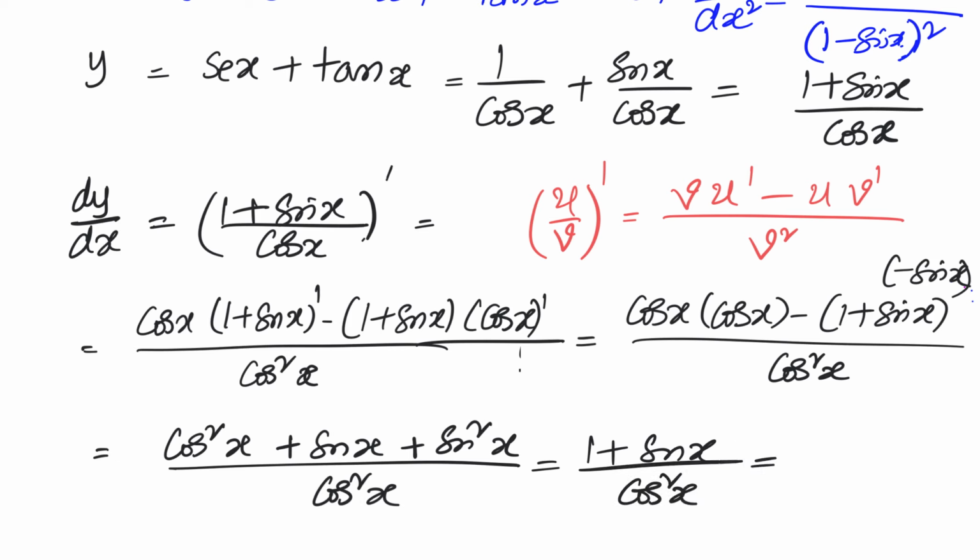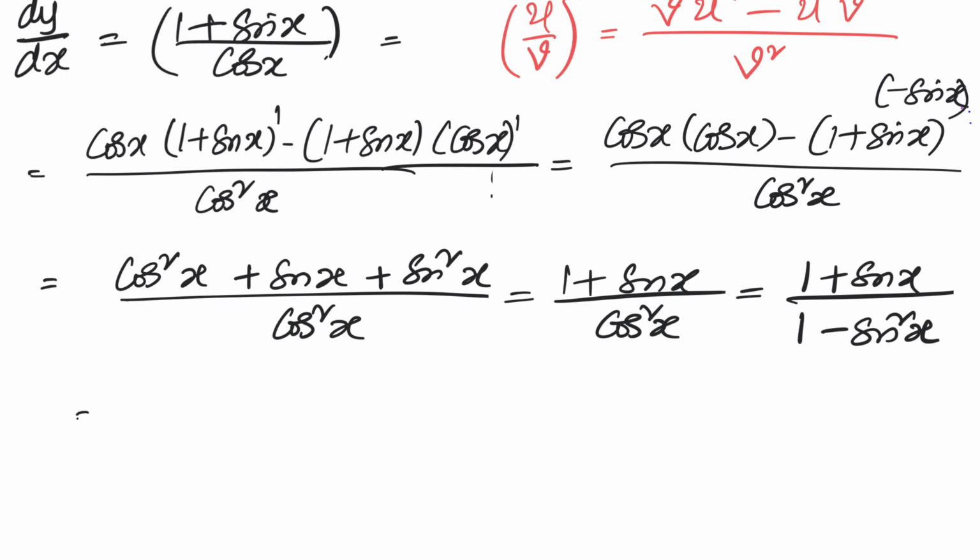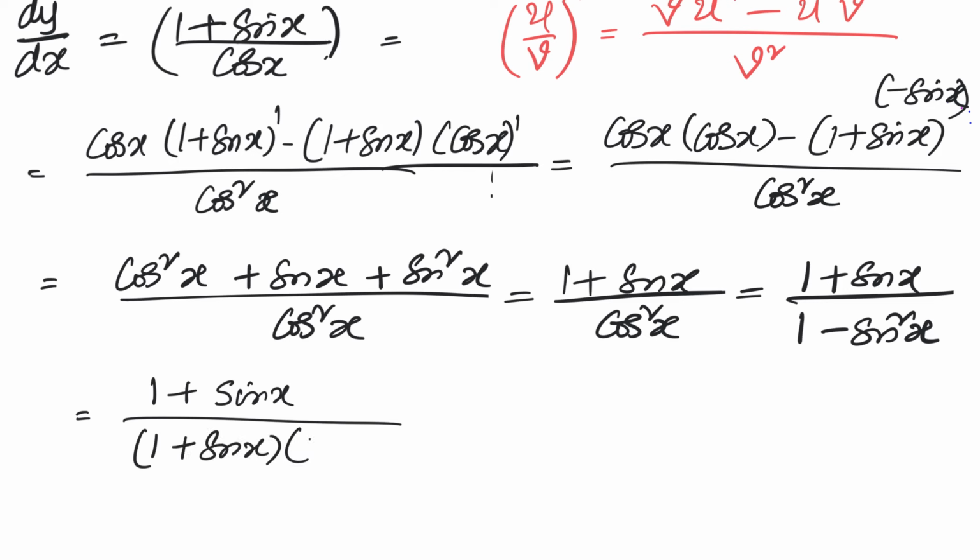We can simplify this now because I see that 1 plus sin x will remain as it is, but cos square x can be written as 1 minus sin square x. That's equals to, we have a plus b in the numerator, and in the denominator we have a square minus b square, so we can write it as (1 plus sin x) into (1 minus sin x). Now we can cancel out 1 plus sin x. What is left out is 1 by 1 minus sin x.